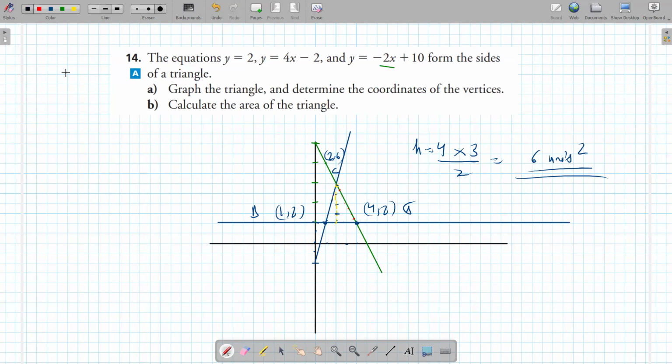Triangle is half of a parallelogram. So for this guy, it's a pair. This is a pair. 1 unit across and 4 units up. 1 unit across and 1, 2, 3, 4. And now we have a parallelogram.